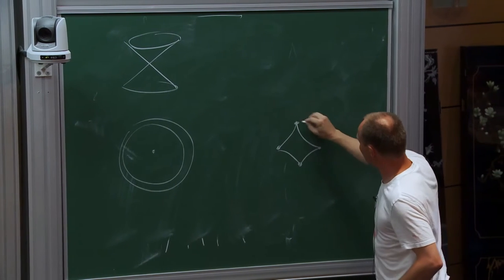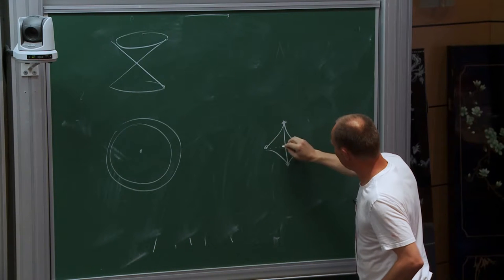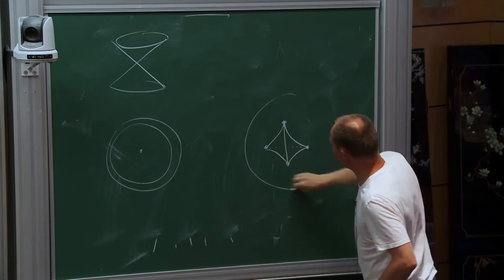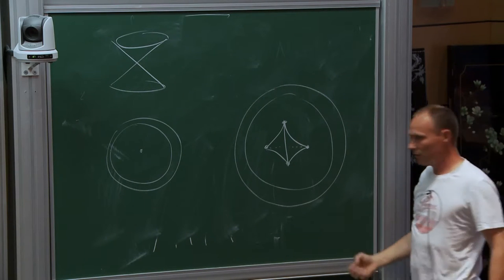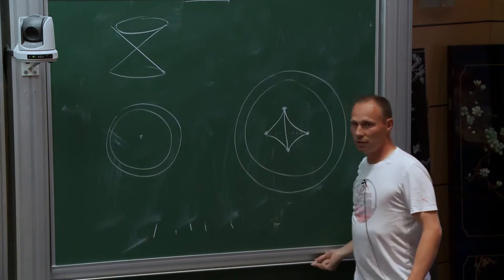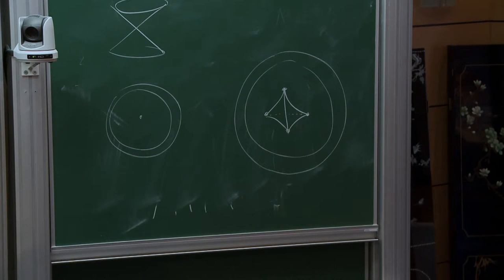So there will be four cusps and two double lines, and outside here it of course looks exactly the same. So this may be slightly difficult to see the first time you think about it, but let me draw the movie maybe.